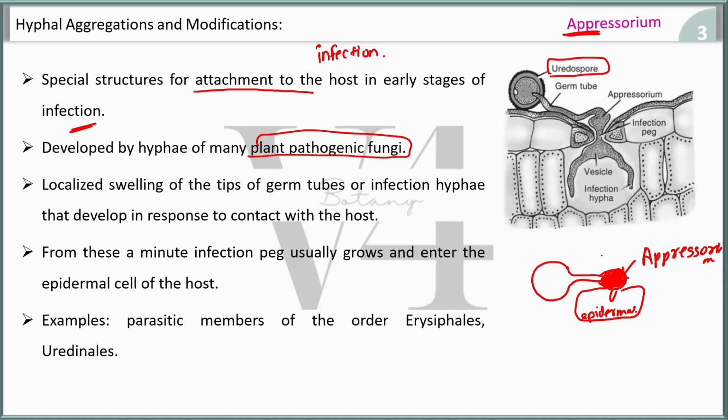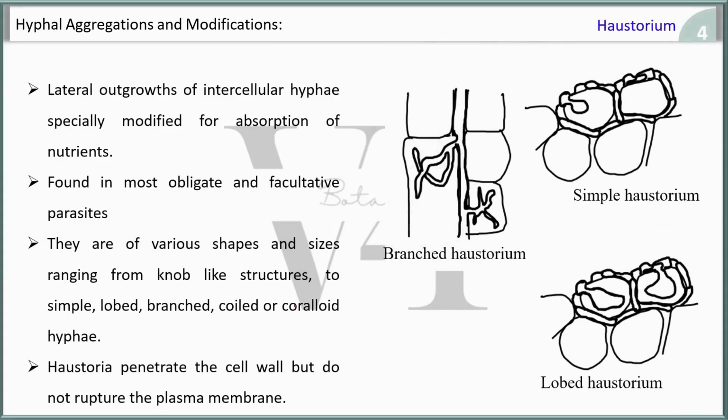Yes, so this modification is called an appressorium. This appressorium can be found in parasitic members of the orders Erysiphales and Uredinales. Next hyphal aggregation and modification is Haustorium. What is the role of Haustorium here? The role is to absorb nutrients. And this Haustorium is found in most obligate and facultative parasites.